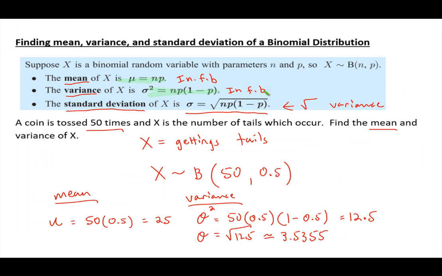Just keep in mind, these 2 formulas here are in the formula book. So when you're taking the test, these are in the formula book, no need to memorize them. But for standard deviation for a binomial distribution, you have to remember that to get standard deviation, you have to square root the variance.